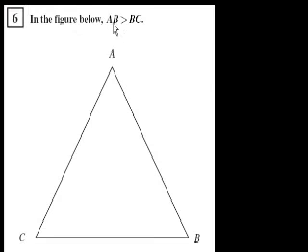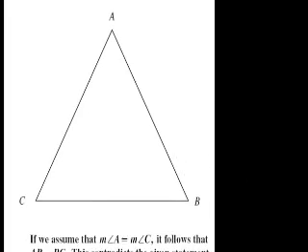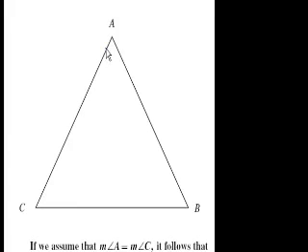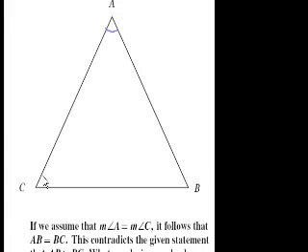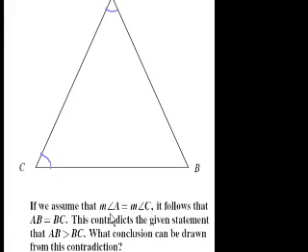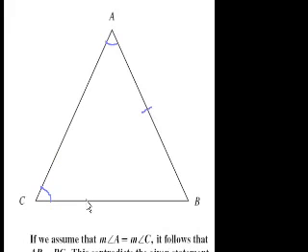In the figure below, AB is greater than BC. So this side is greater than that side, although the way they drew it, they all look the same. So let's see what we can do. If we assume that the measure of angle A is equal to the measure of angle C, it follows that AB is equal to BC, right?